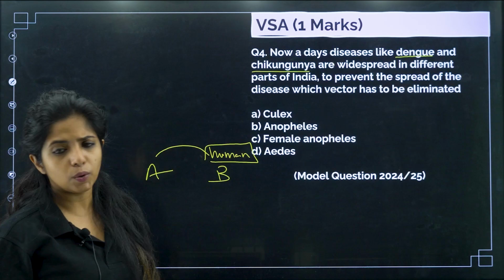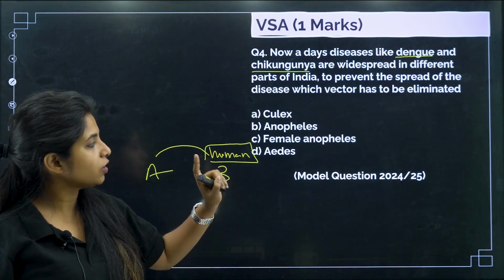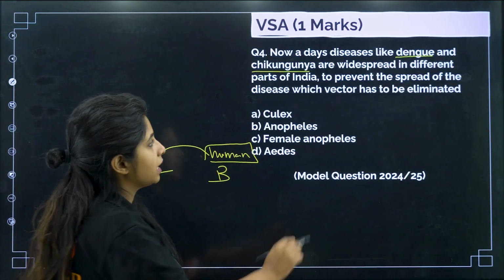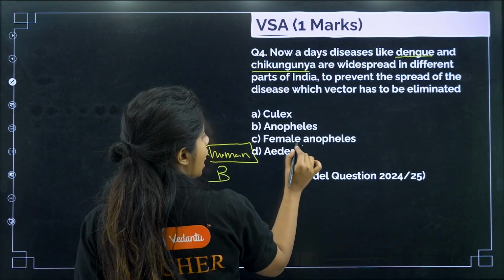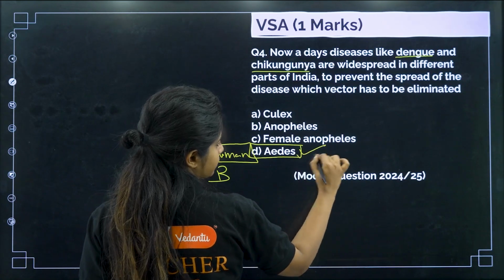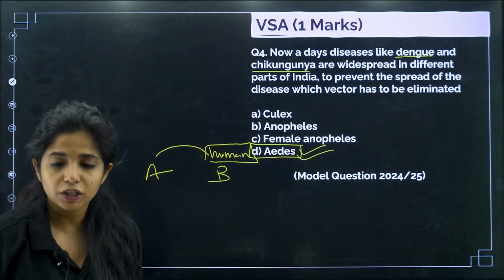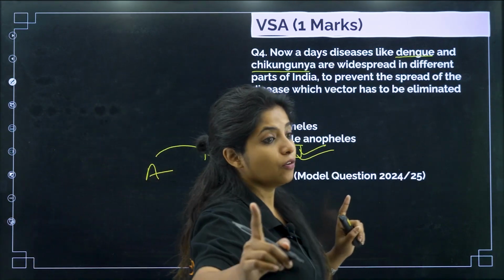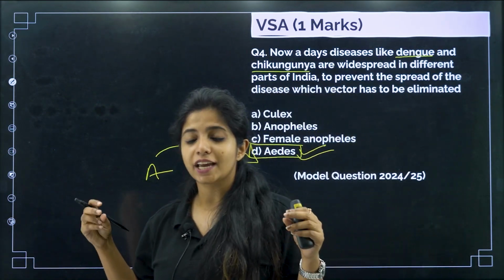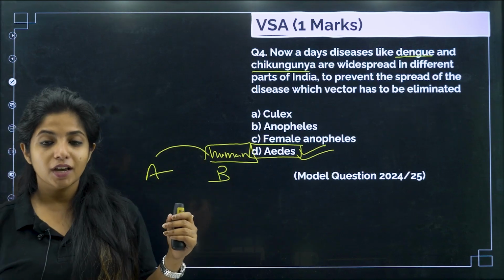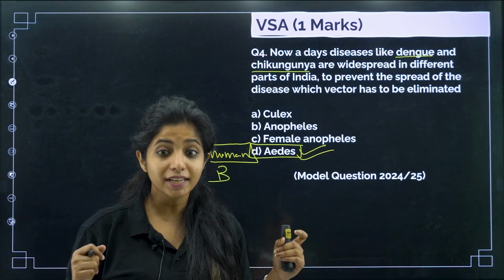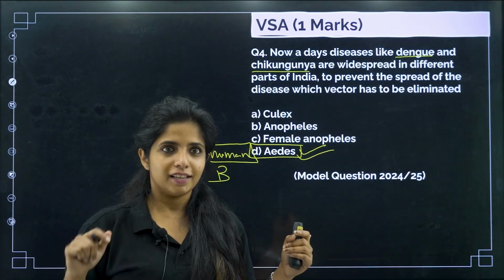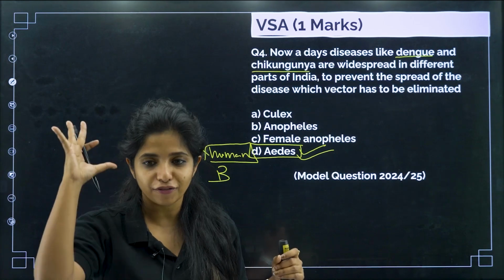Is it Culex mosquito? Is it Anopheles mosquito? Is it female Anopheles, or is it Aedes? I'll say both dengue and chikungunya are being spread by Aedes mosquito. Culex mosquito is there for bringing out one disease. Can you tell me in the comment section, what does Culex mosquito do? The disease's name starts from F. Can you try it out?